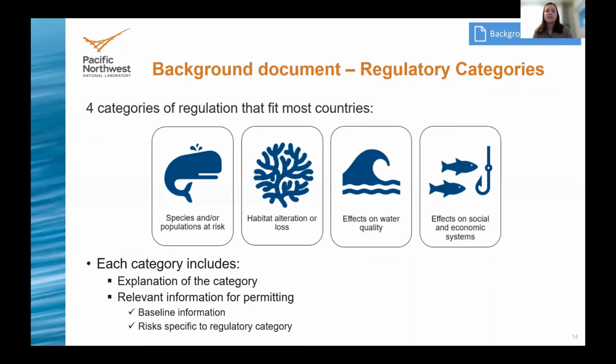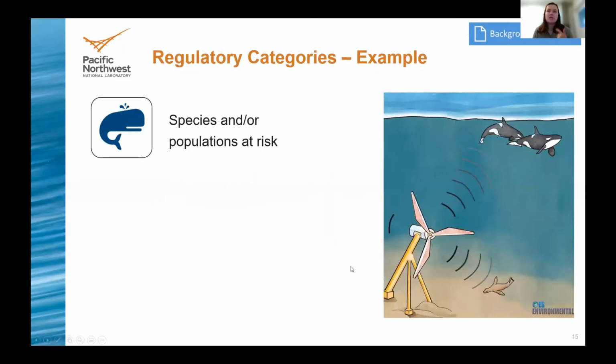It also includes information on risk retirement within each category and a brief note on some caveats and application for understanding cumulative effects. So I'll walk through just a quick example of species and populations at risk to kind of go over what's in each of those documents. I will add the link to the background document in the chat after I finish presenting, just to let you get a chance to look at it yourself.